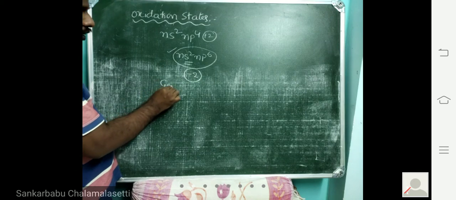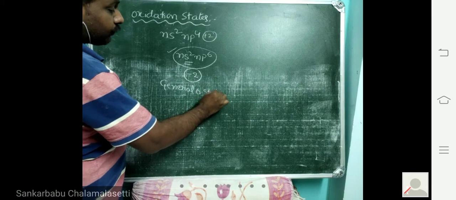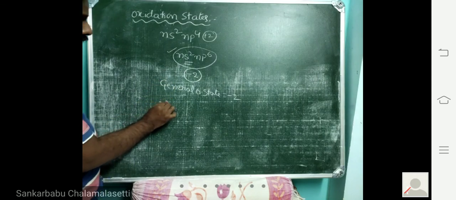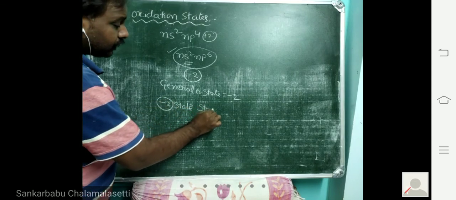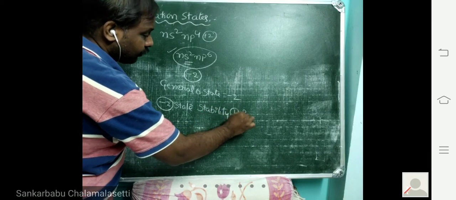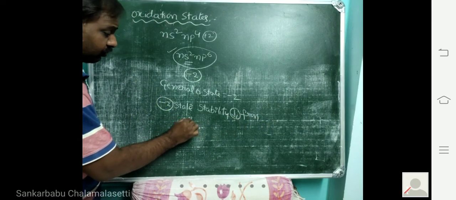So the general oxidation state for these elements is -2. In this group, the -2 oxidation state stability decreases from oxygen to polonium.